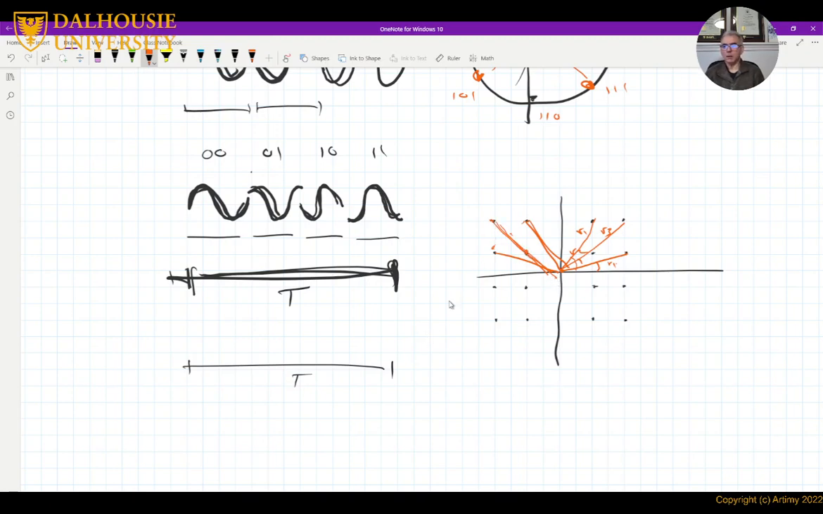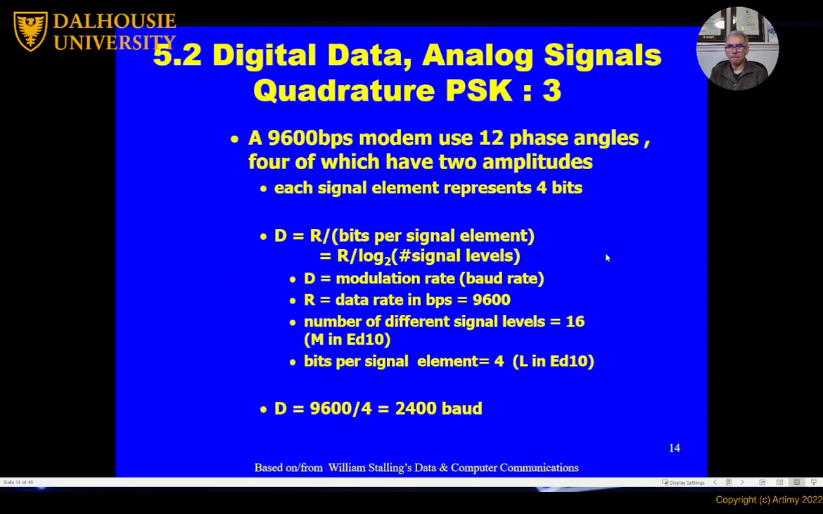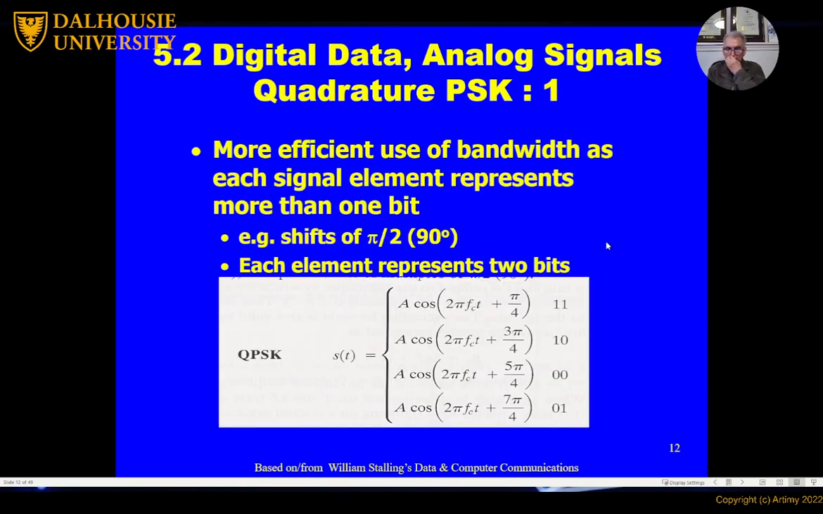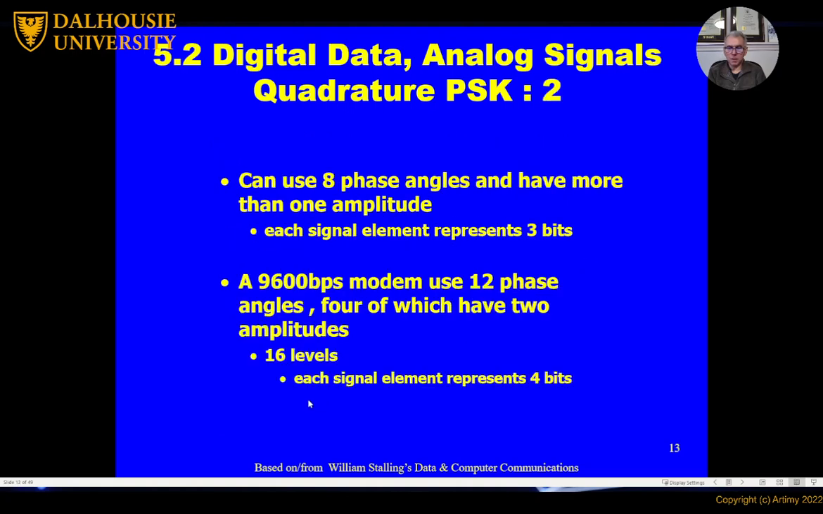So when I look at the whole constellation, I find that there are 4 different amplitudes and about 1, 2, 3, 4, 5, 6, 7, 8, 9, 10, 11, 12 phase shifts overall. And we call that QAM, which you will see later. Right.